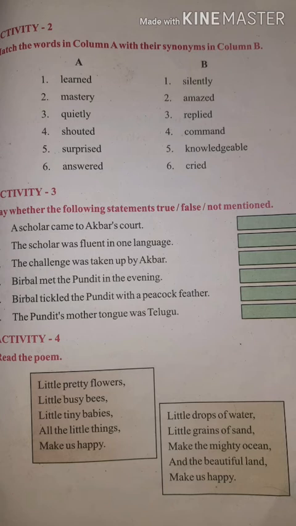First one is learned, that is knowledgeable. What is mastery? That is command. Quietly, silently. Shouted, cried. Here, cried does not mean to cry. Cried is to scream loudly. Surprised is amazed. Answered is replied. Then activity 3 has a few true and false.